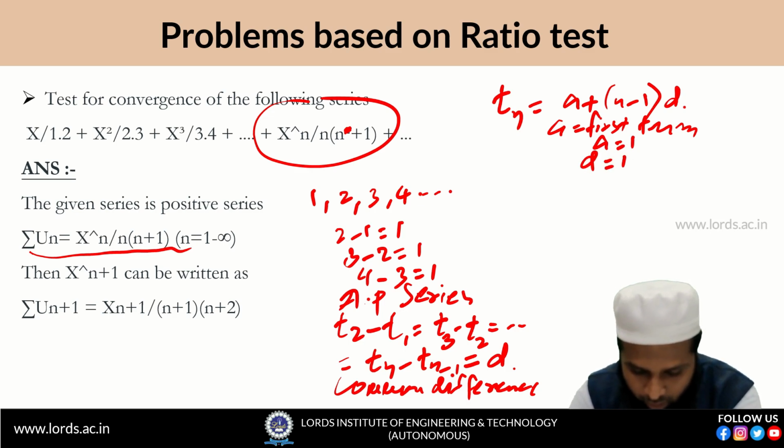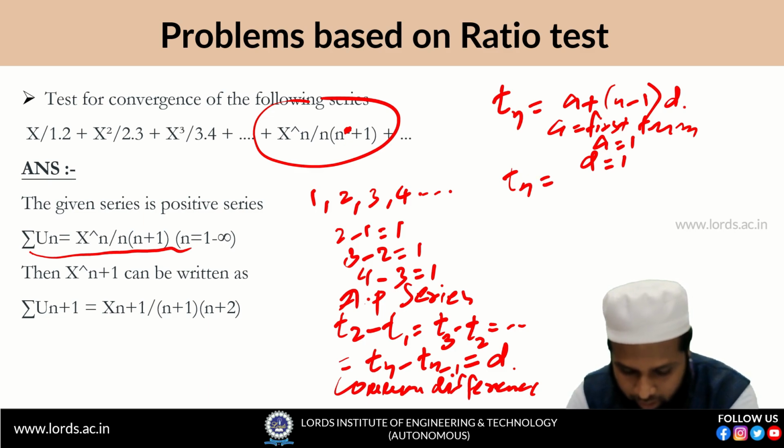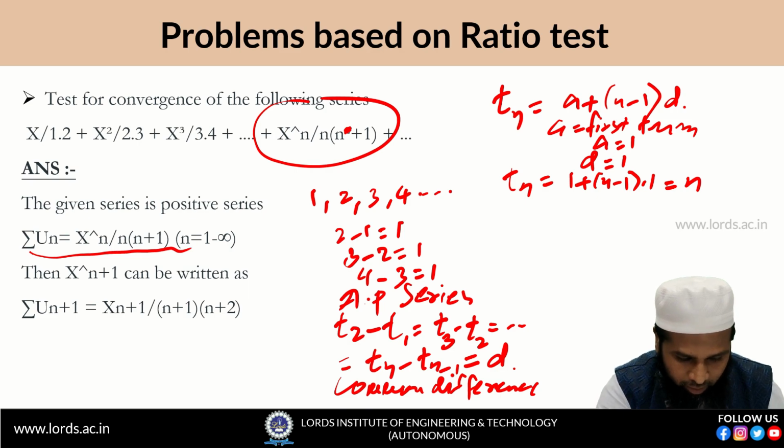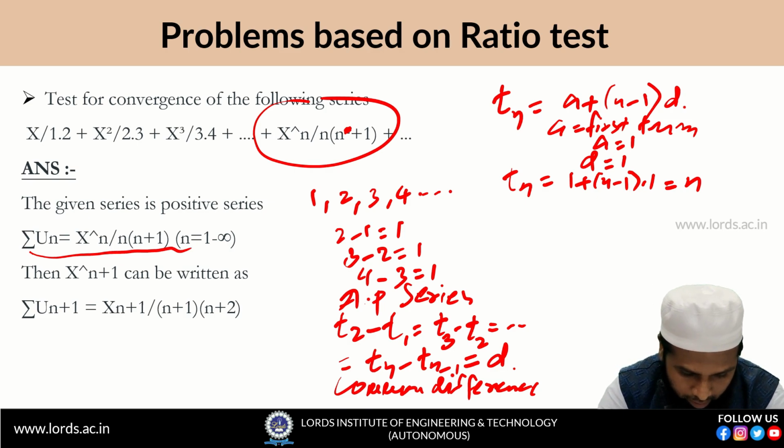Now we are substituting. What is the nth term? Tn will be equal to 1 plus (n minus 1) times 1. If you simplify this, you are getting n. So that's why here, in the denominator, the first factor is nothing but n.